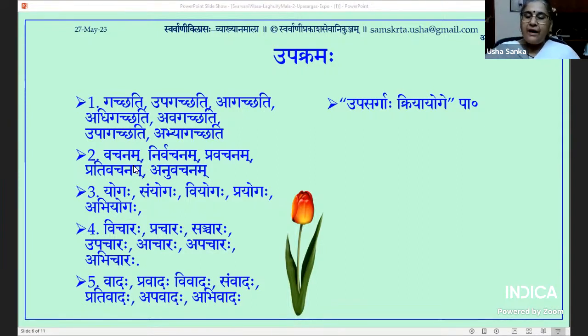For now, we have 2 points in our mind. One is upasarga is the name of the element which is attached to the verb, and then it is a complete part of the word, not separated by any space. So these 2 things please keep in mind.